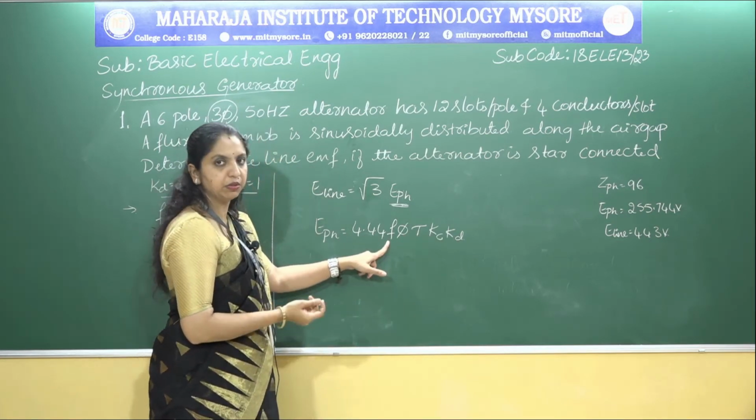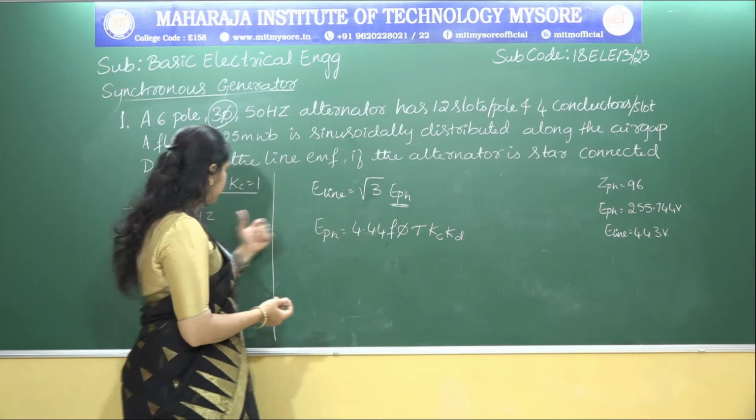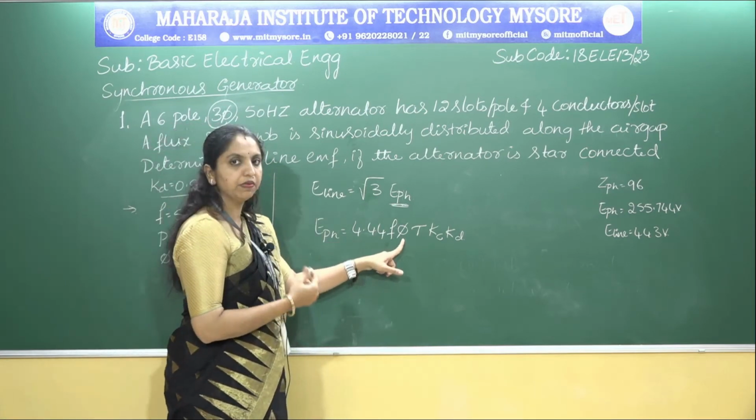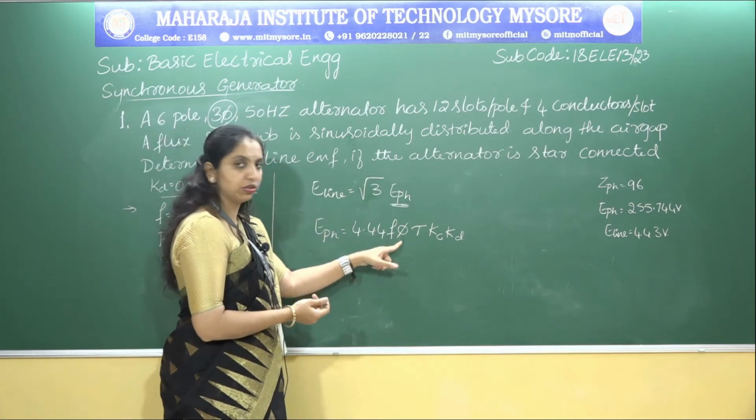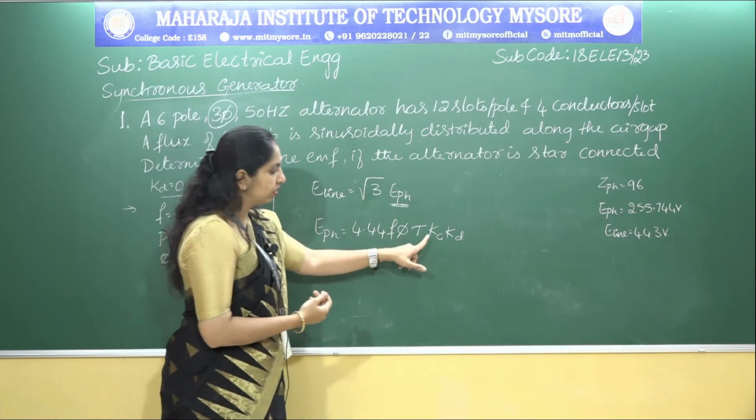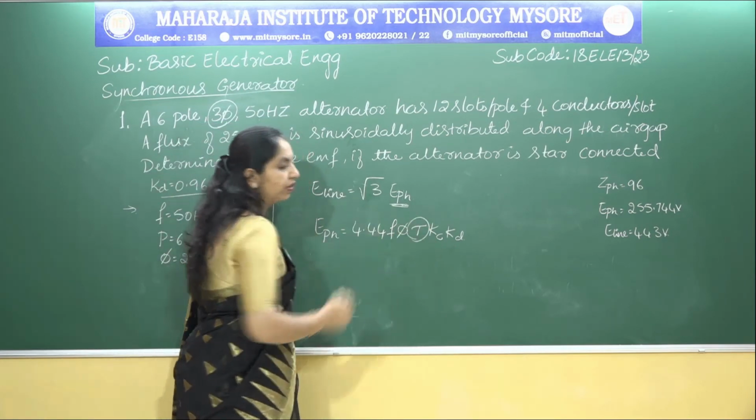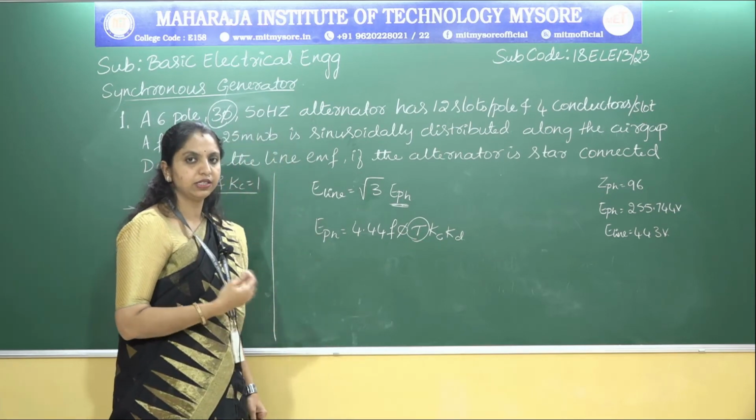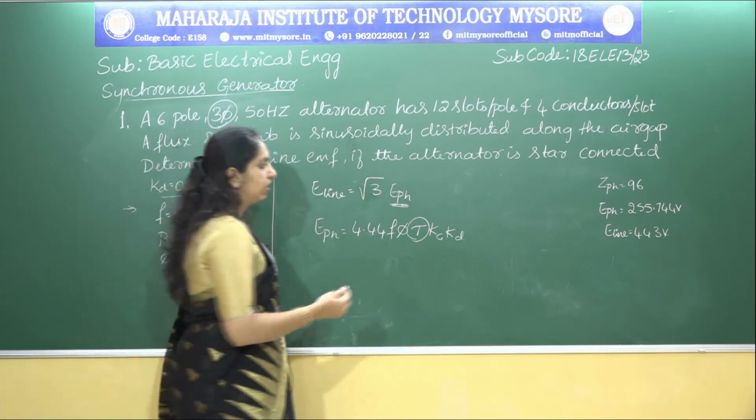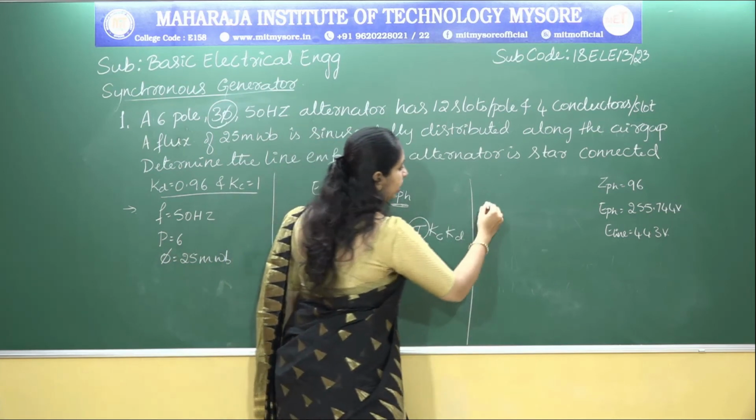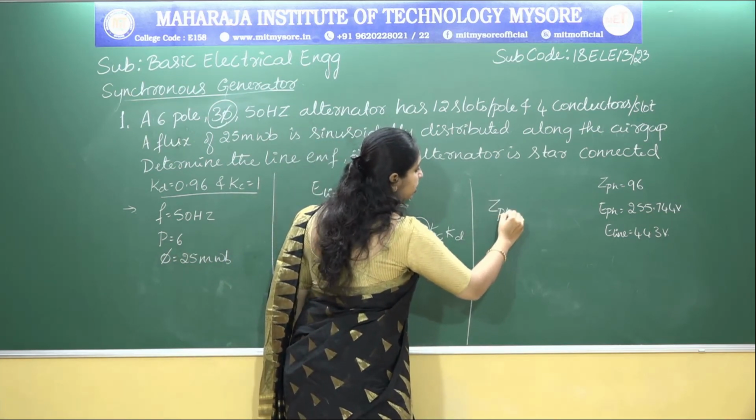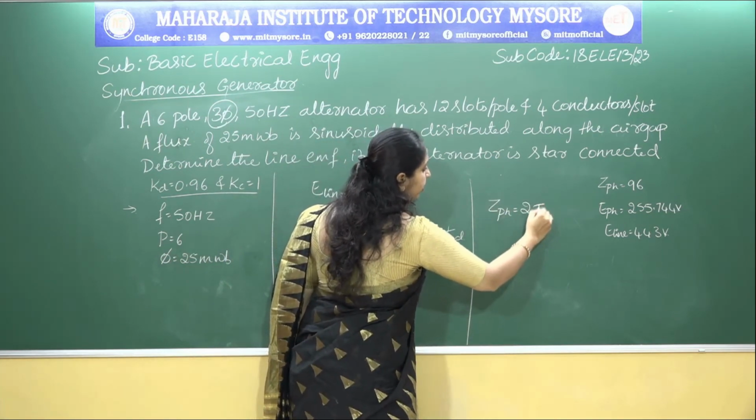What is F? F is nothing but the frequency, and the frequency value is given in the problem. What is phi? Phi is the magnetic flux, which is also provided in the problem. Of course, the Kc and Kd values are given. So now we need to find the value of T. What is T? T is the number of turns. And you know the relationship between T and ZPH: ZPH is equal to 2 into T.